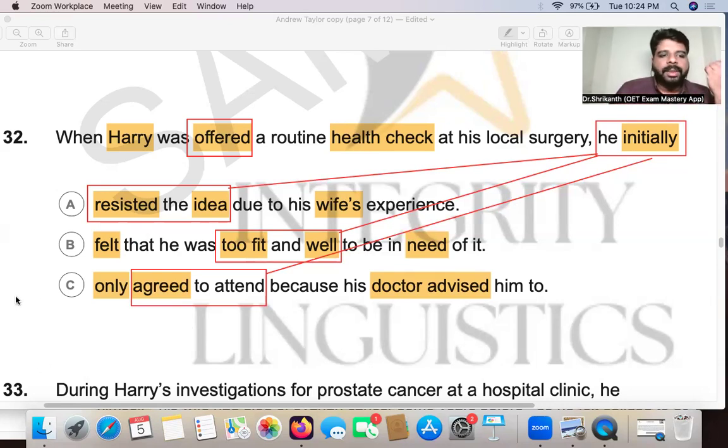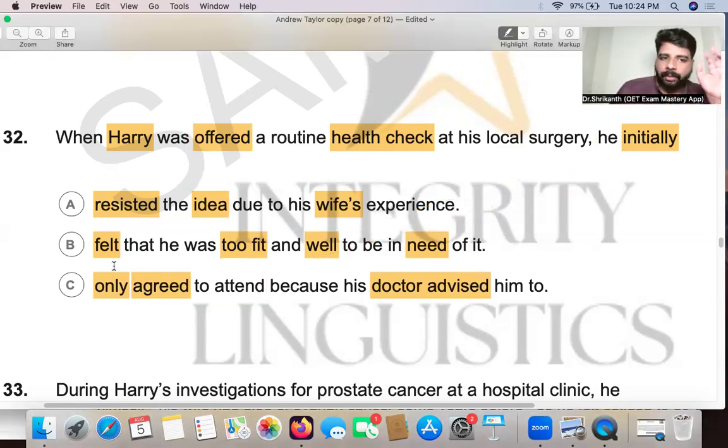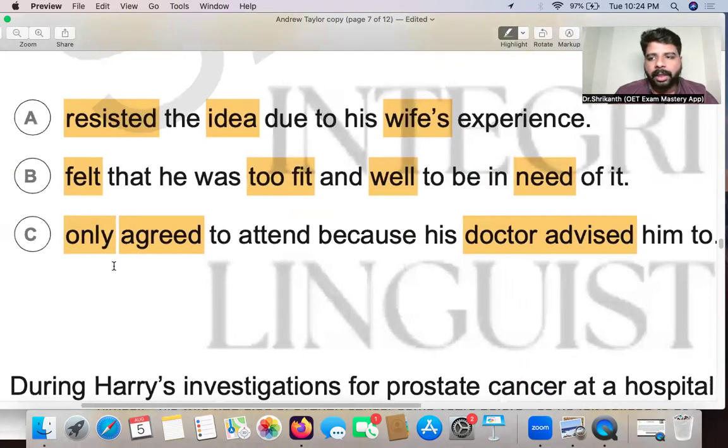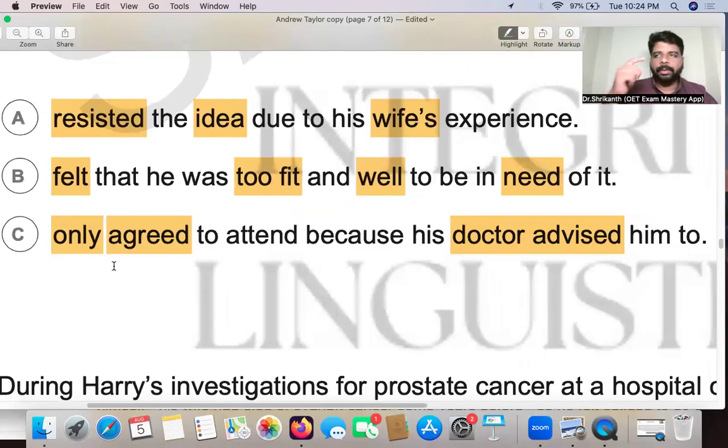Now what you should do is, when the audio is going to play, you should look only at the answer options. Your eyesight should only be on the answer options. The memory of the question should be thorough. What is the question asking you? When he was offered this particular health checkup, how did he react initially? That should be imprinted in your memory, and with that in your memory, you need to read A, B, and C.